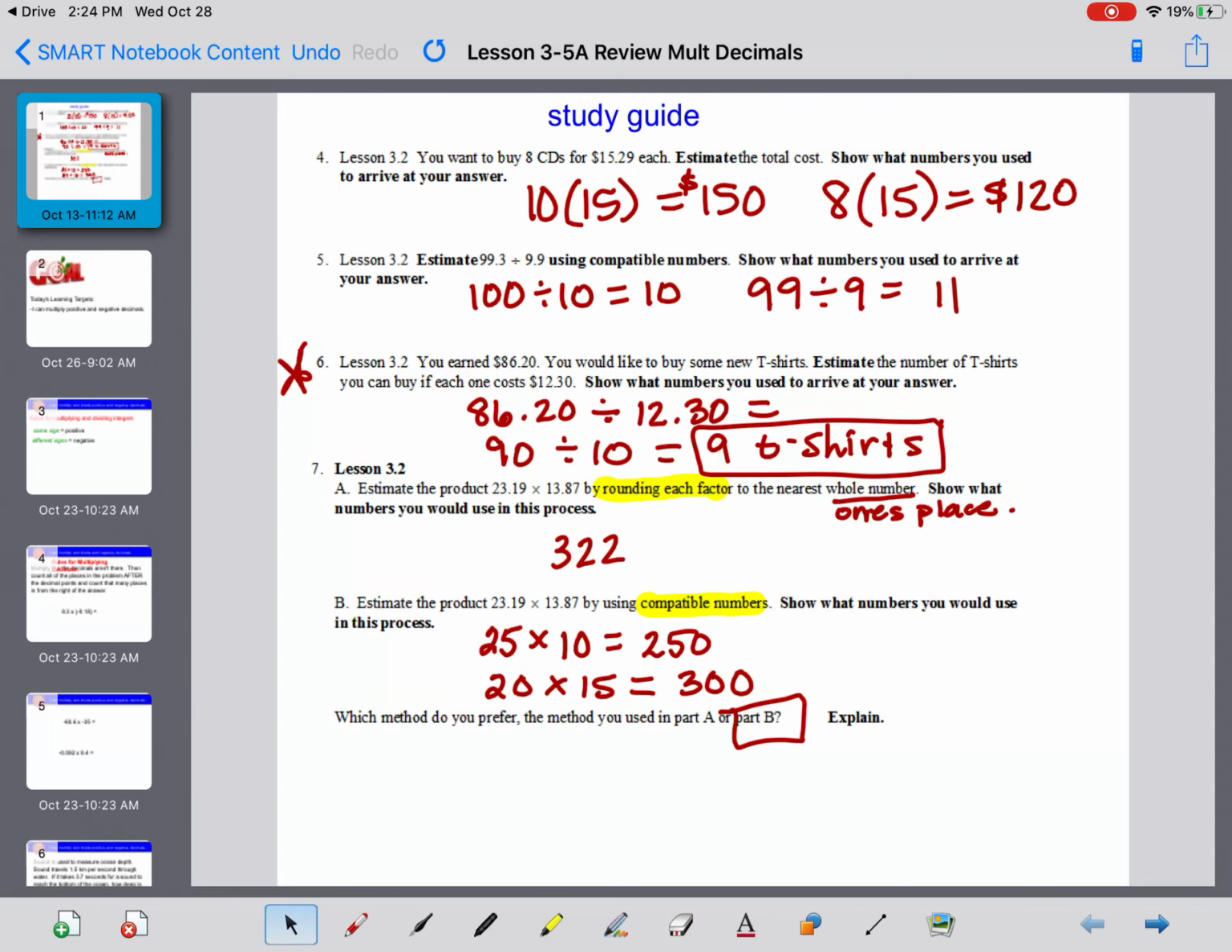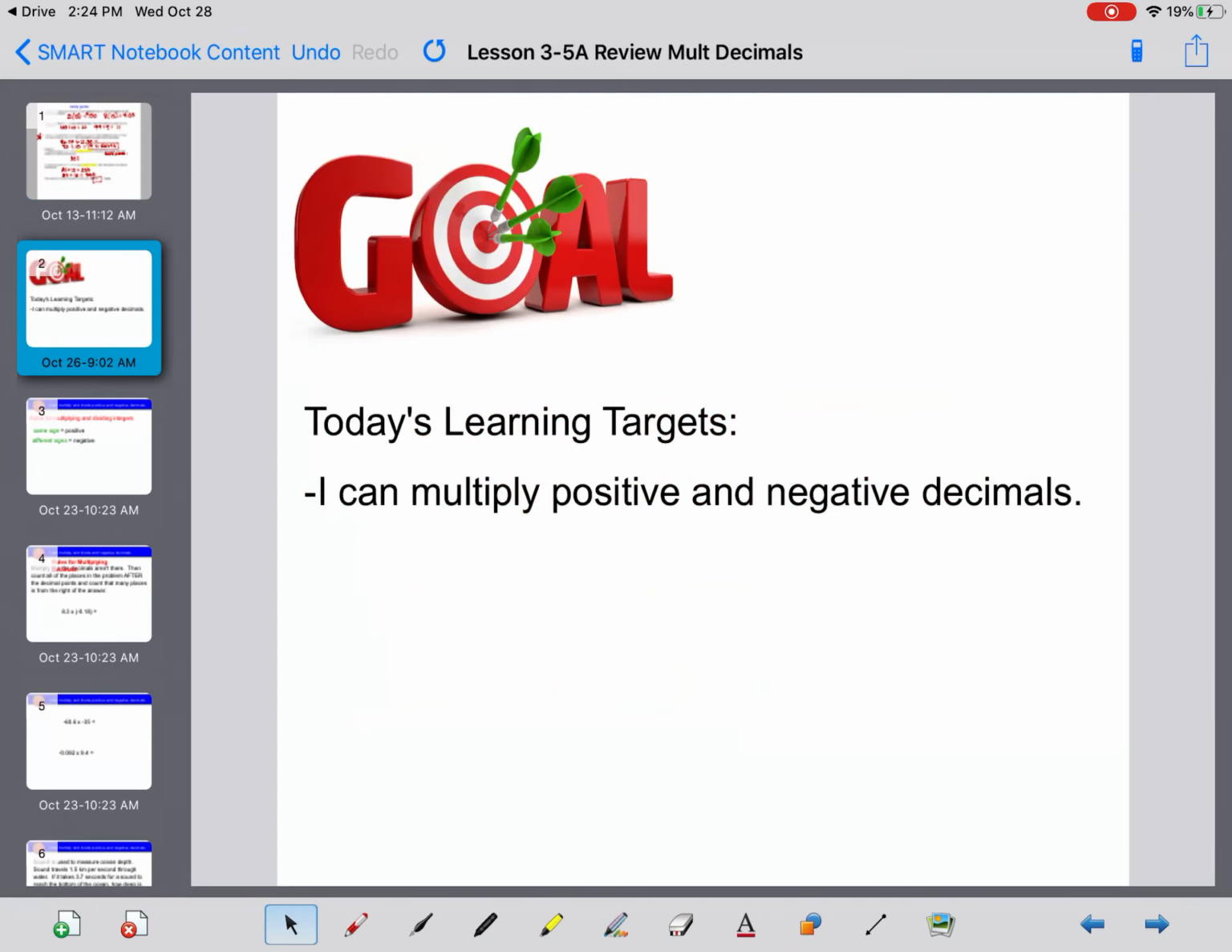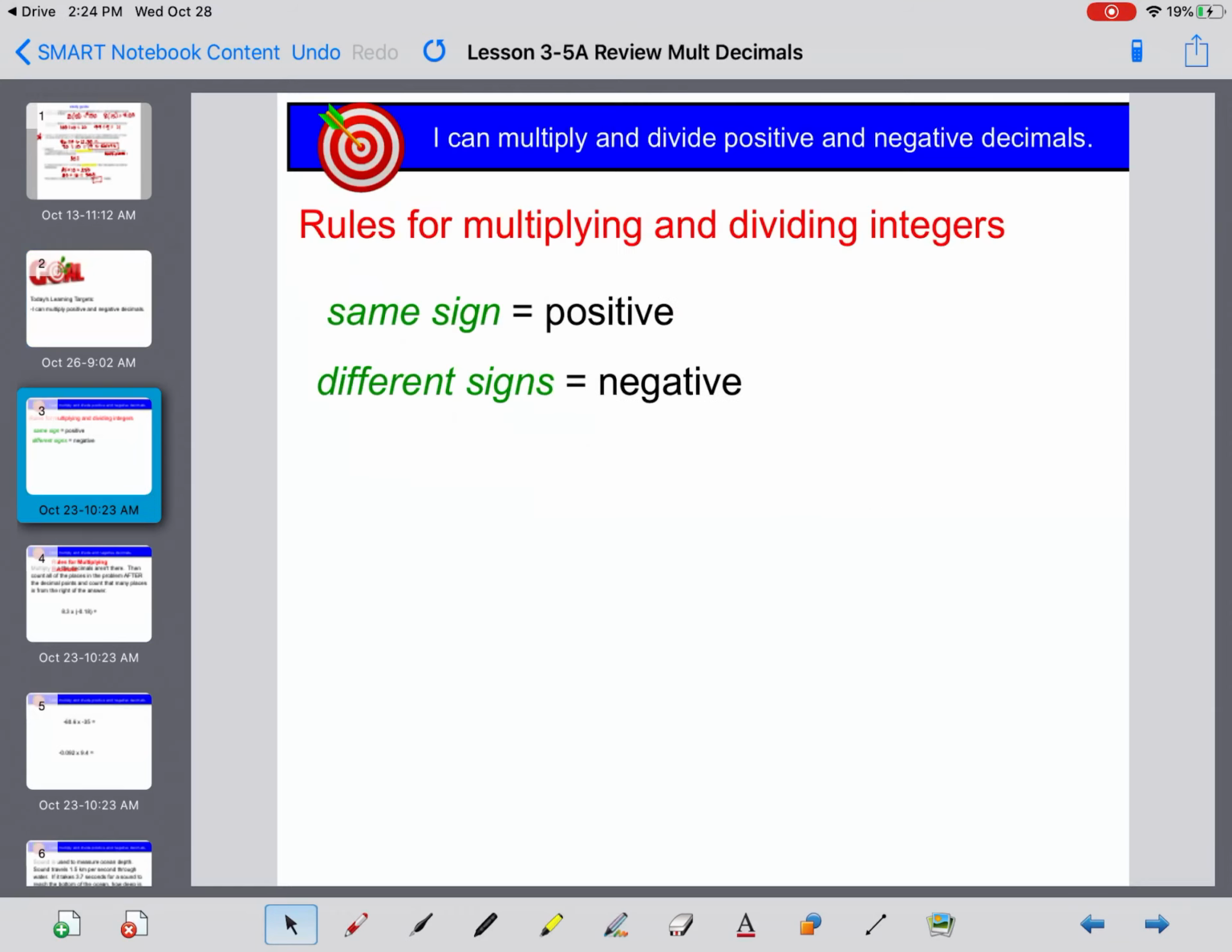So that was a review of estimation from yesterday, or our last lesson. So today we're going to use that estimation that we learned about in order to check our answers and our accuracy on our answers when we're solving equations. Today, we're going to multiply positive and negative decimals. Before we can multiply positive and negative decimals, we need to review the rules for multiplying and dividing integers. You will want to write these rules down in your notes.